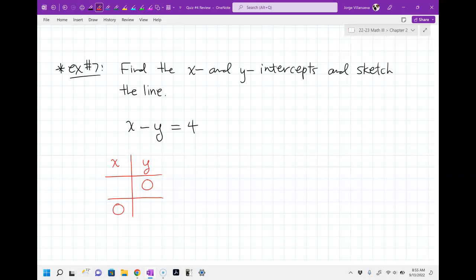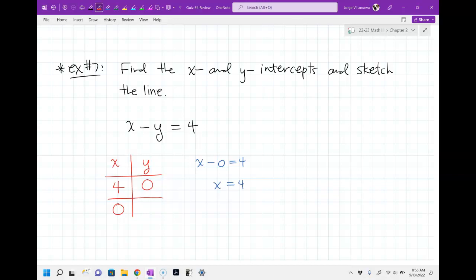Okay? So here we go. This is what it's going to look like. If y is 0, x minus 0 equals 4, that means that x must be 4. So I'm going to put that right here.